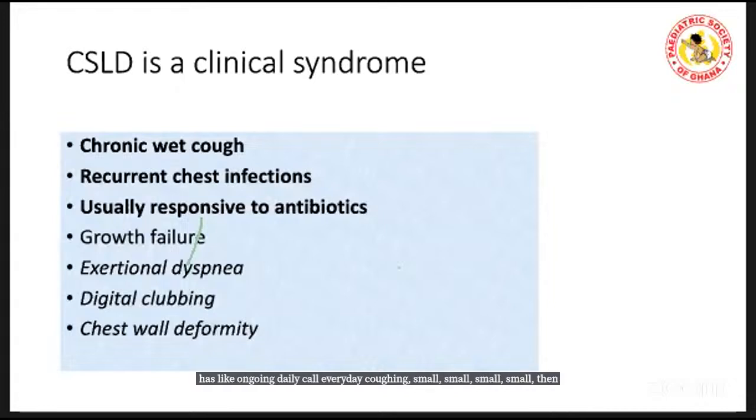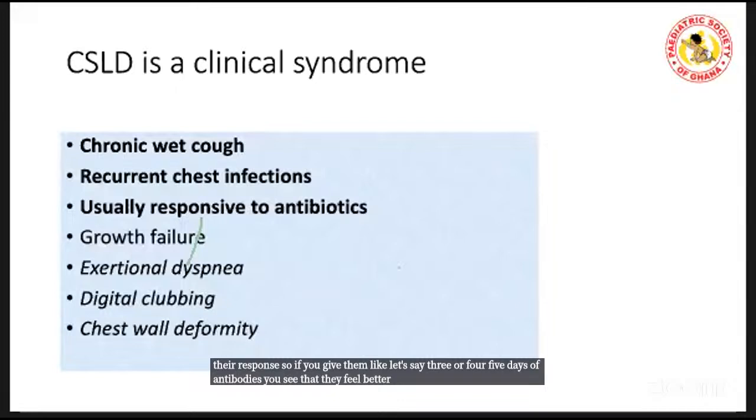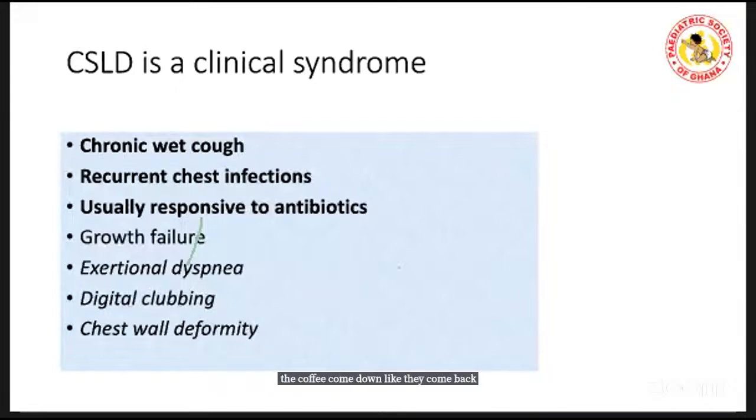Then there are periods when the cough gets worse. Okay, so they get recurrent infections. When they get a new infection, the cough gets worse, they produce more sputum. And then usually when you give them antibiotics, they'll respond. So if you give them, let's say, 3 or 4, 5 days of antibiotics, you see that they feel better, the cough will come down, it's like they've come back to baseline. You have a small cough every day, and you have another infection, and then the cough will go up.